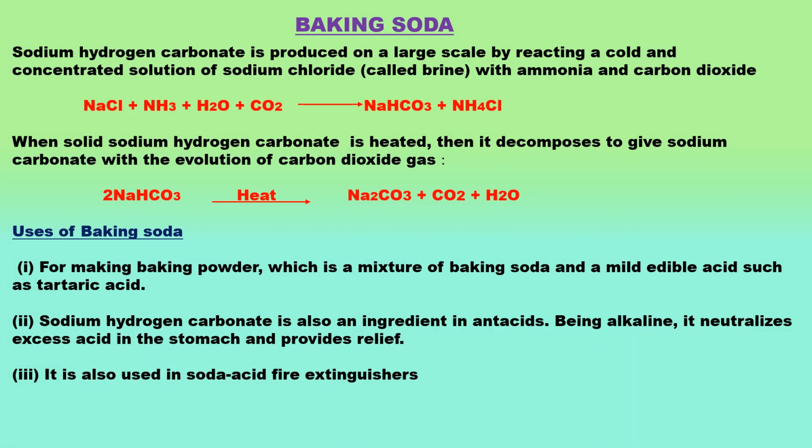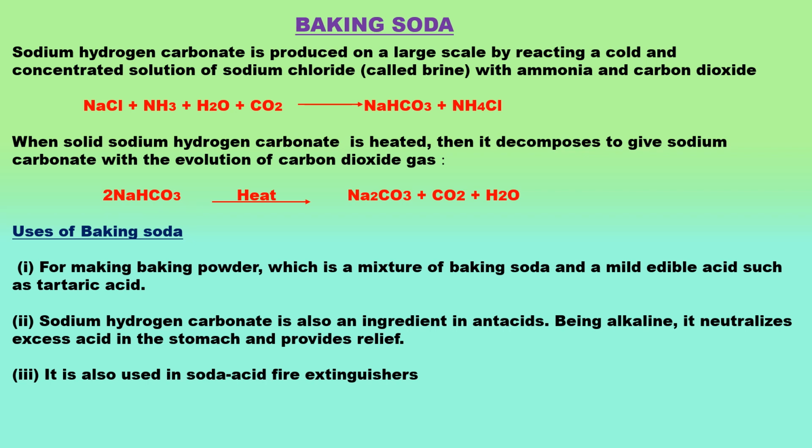The chemical name of baking soda is sodium hydrogen carbonate. The formula of baking soda is NaHCO3. It is also called sodium bicarbonate. Baking soda is sometimes added for faster cooking of food.